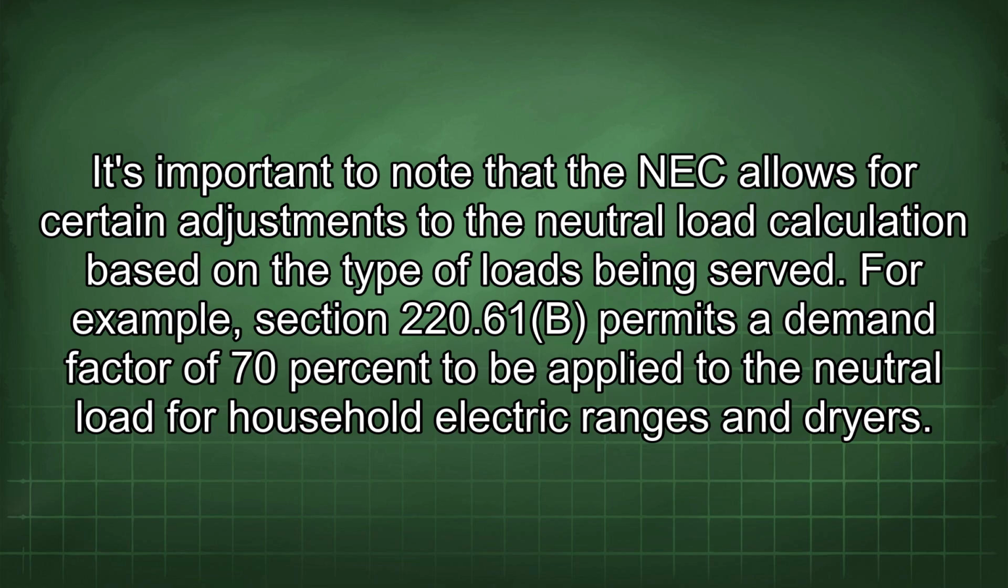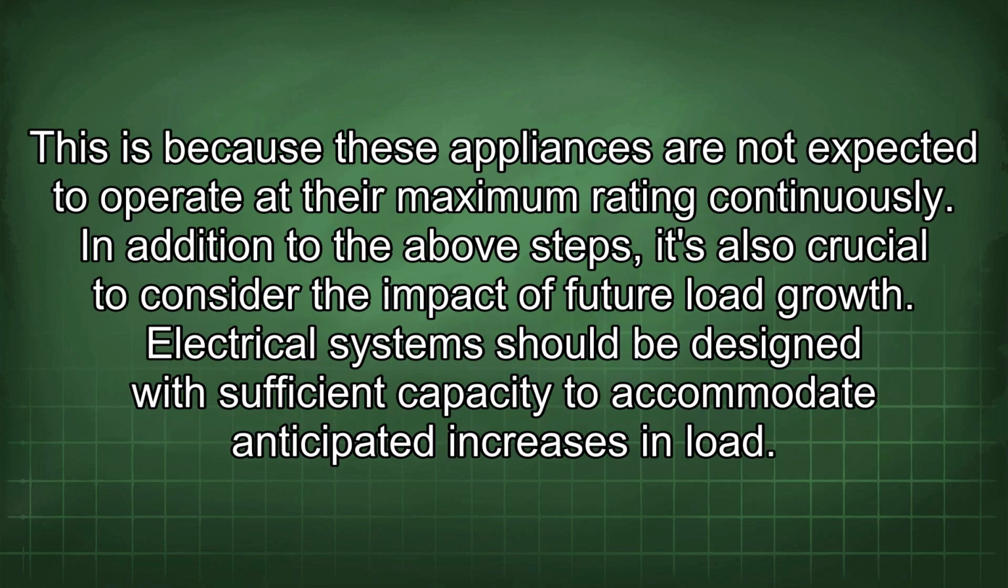It's important to note that the NEC allows for certain adjustments to the neutral load calculation based on the type of loads being served. For example, Section 220.61(b) permits a demand factor of 70% to be applied to the neutral load for household electric ranges and dryers. This is because these appliances are not expected to operate at their maximum rating continuously.